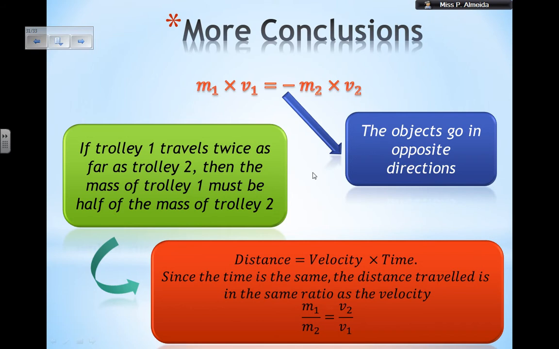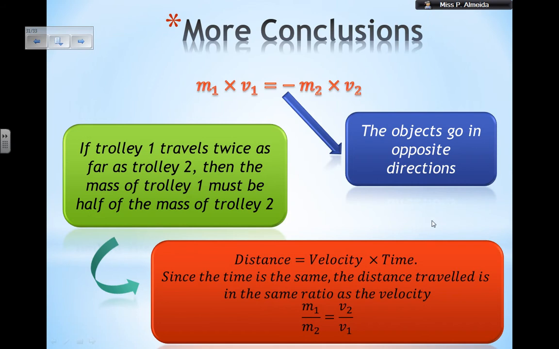Another conclusion that I can take is that if object 1 travels twice as far as object 2, then the mass of object 1 must be half of the mass of object 2. I know that because if I want to see how far they travel, I calculate the distance. And distance by definition is velocity times the time. Now, the time is the same because I'm thinking about the same interaction. So that means that the ratio of my distances is going to be the same as the ratio of my velocities.